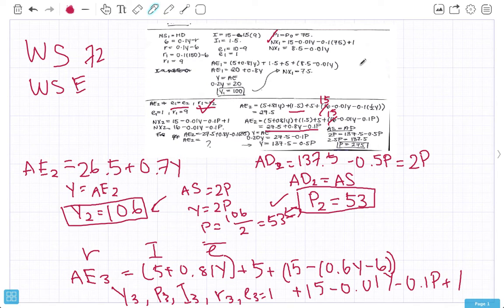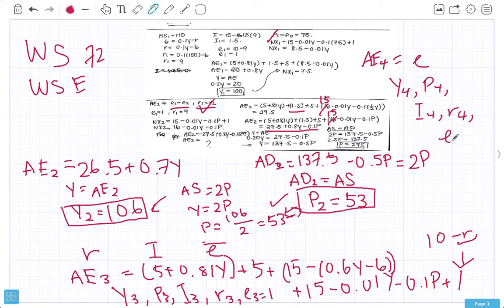And finally, for AE4, you let E be flexible. So what I mean by this is instead of plugging in 1 here, you plug in the function, I think, I can't remember the problem, but I believe it's 10 minus r, and you plug in the function of r here to keep E flexible. And then once you let everything be flexible, you solve for y4 again, and then p4, and then i4, and then r4, and then e4.